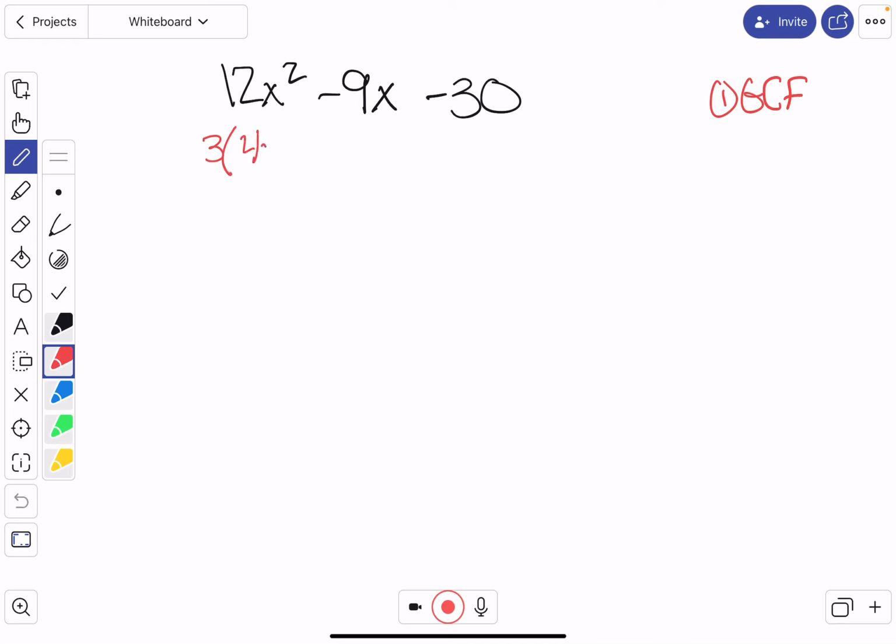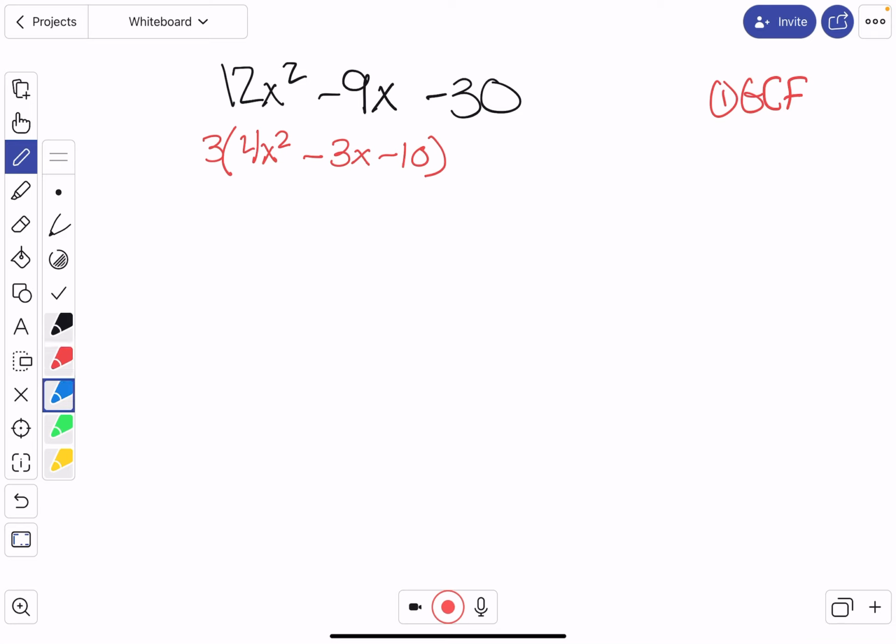So 12 divided by 3 is 4, 9 divided by 3 is 3, and 30 divided by 3 is 10. This makes your life easier because you get to work with smaller numbers. If not, you can always do it at the end. So I'll show you both routes.